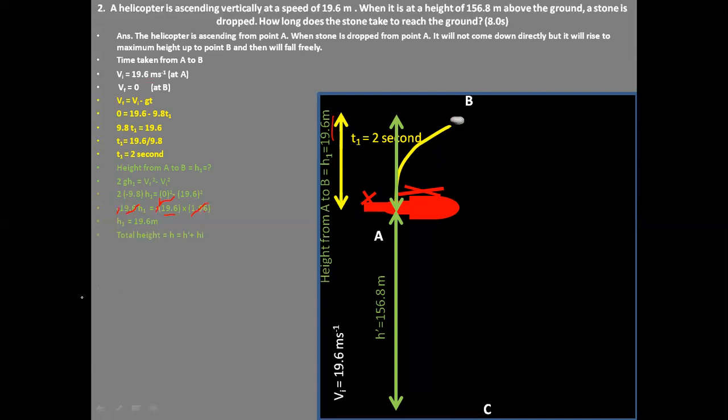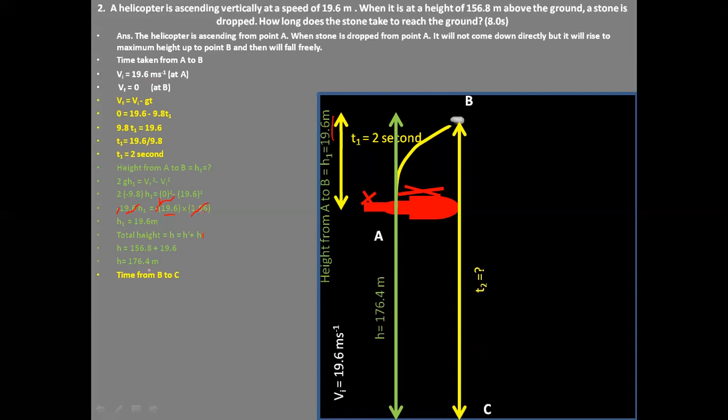Now what is the total height? The total height will be h dash plus h1. So it will be 156.8 plus 19.6. The answer will be 176.4 meters. That means we can simply say the stone has reached a height of 176.4 meters. Now we have to calculate the time when it has already reached here, but now it has to go down.